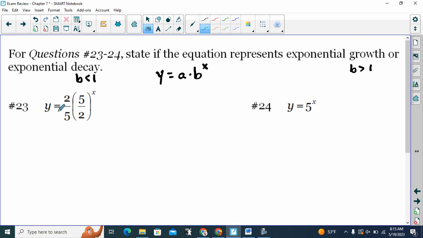We don't care about the a value, the value out front. We're looking at the thing we're raising to the x, which in this case is this 5 over 2. 5 over 2, that's 2.5. That's bigger than 1, so we have growth. Number 24, y equals 5 to the x. We are raising 5 to the x power. 5 is bigger than 1. So again, we have exponential growth.